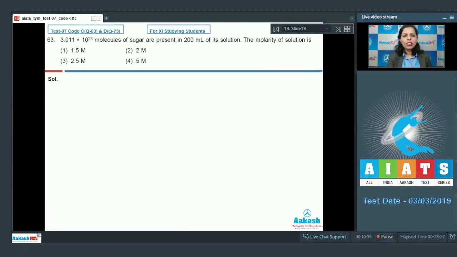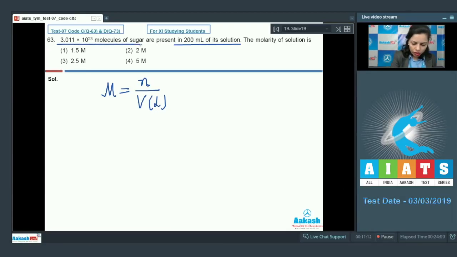Question number 63. 3.011 into 10 to the power 23 molecules of sugar are present in 200 ml of its solution. The molarity of the solution is. In this case, if you want to find out the molarity, you need the number of moles, first thing. Then you need the volume, that should be in liter. Volume is correctly given here, that is 200 ml of the solution. So the volume of the solution you will change into liter, but you need the number of moles. The hint is given here, that you have this much number of molecules of sugar. With the help of this, we can find out the number of moles of sugar.